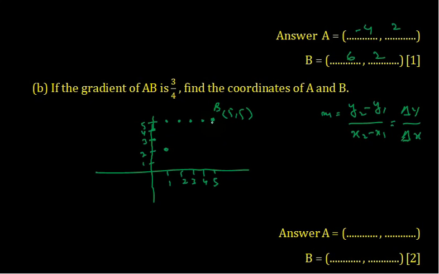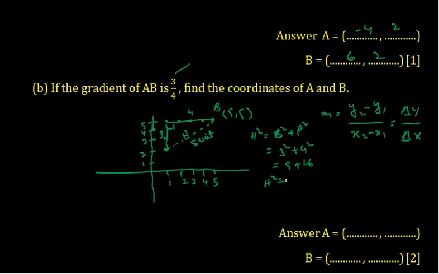So it is B, and it is 5 units from the midpoint. The change in y is 3 and the change in x is 4. Now it is a 5 unit length. Using Pythagoras, it becomes a right angle triangle. The hypotenuse squared is equal to base squared plus perpendicular squared. So 3 squared plus 4 squared is 9 plus 16, so h squared is 25, and h becomes 5. So it becomes 5 units.